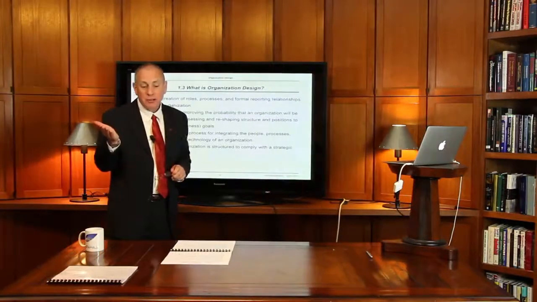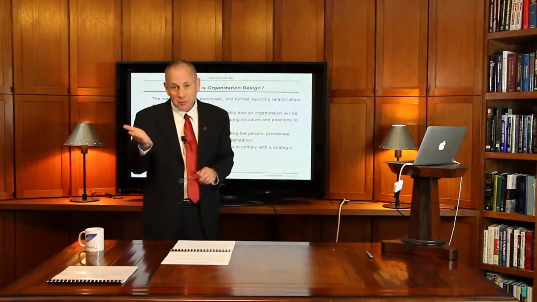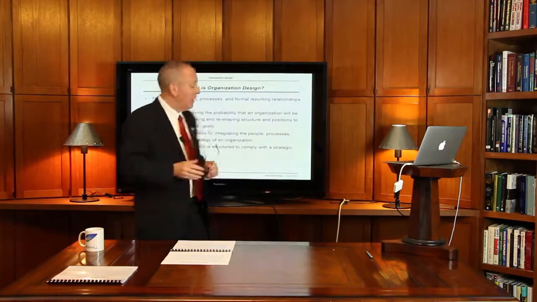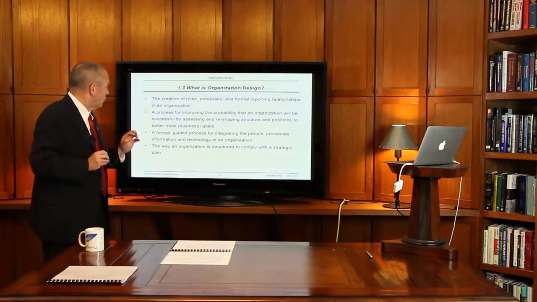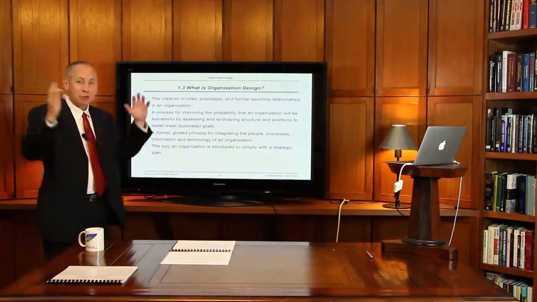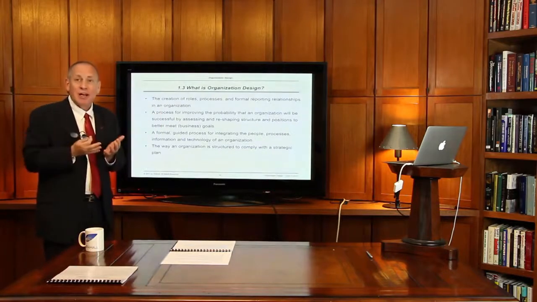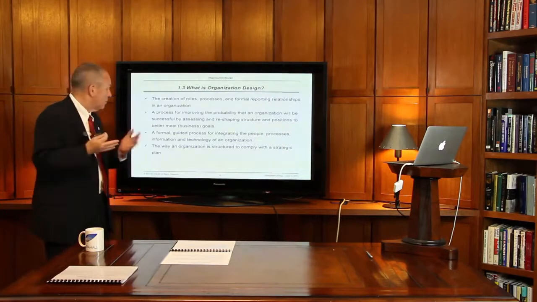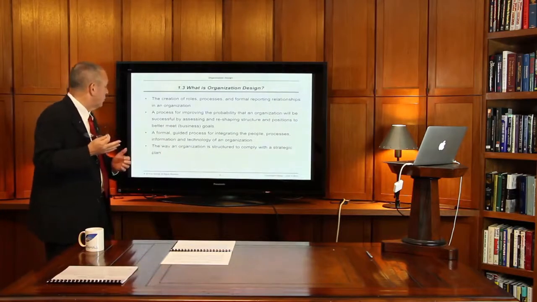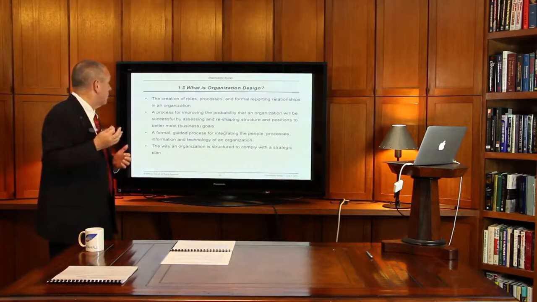So we need to define our terms. Obviously, our key term is organization design. What is organization design? At the end of the day, it's the way an organization is structured to comply with a strategic plan. So we have an organization. What does it look like? What are the functions that are performed within the organization? What are the jobs that we've created in order to, as it says here, comply with our strategic plan, to align ourselves with our business goals?